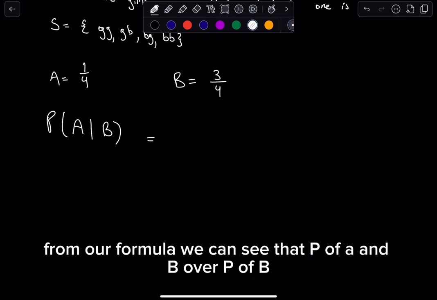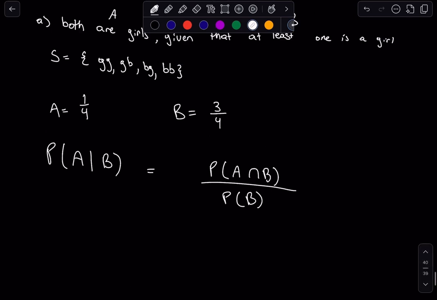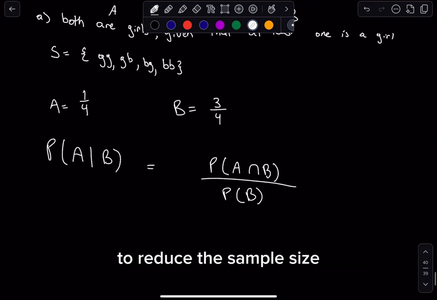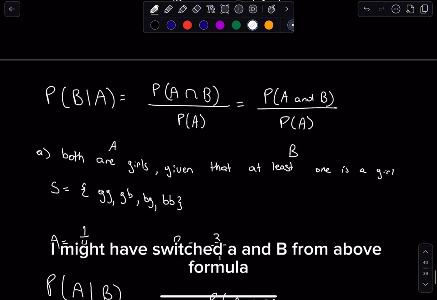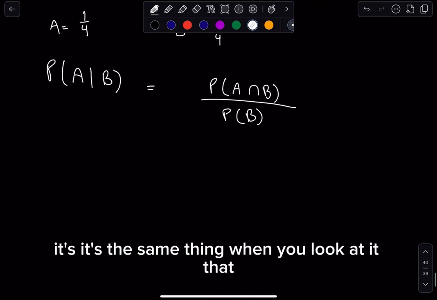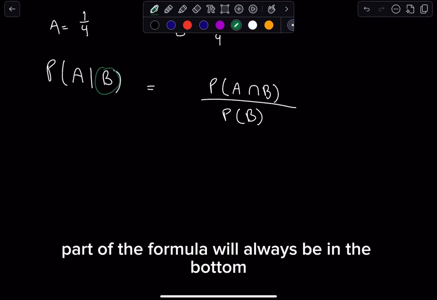From our formula, we can see that P of A and B over P of B. So I just want you guys to remember that the given part will be on the bottom to reduce the sample size. Even though I might have switched A and B from the above formula, it's the same thing when you look at it, that this part of the formula will always be in the bottom.